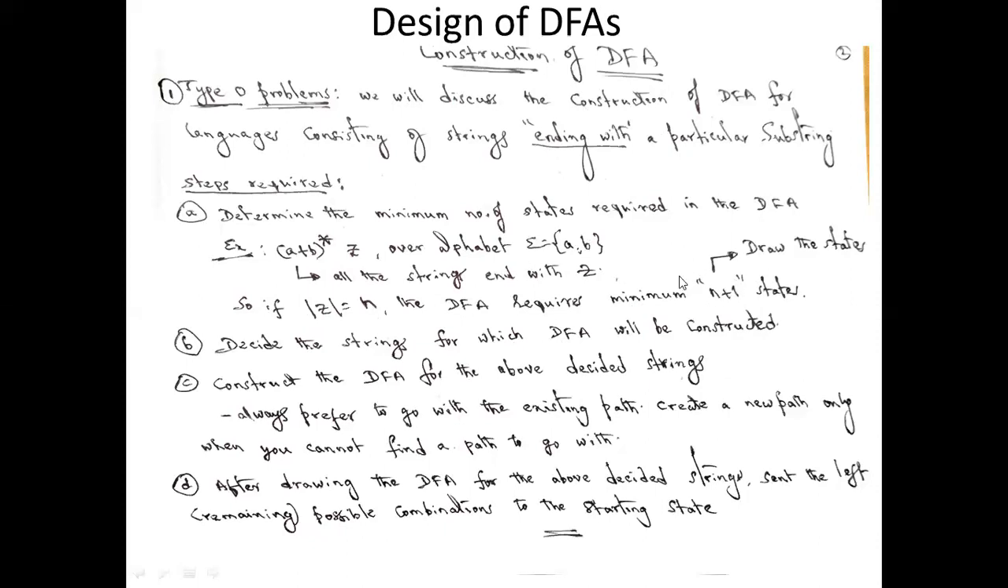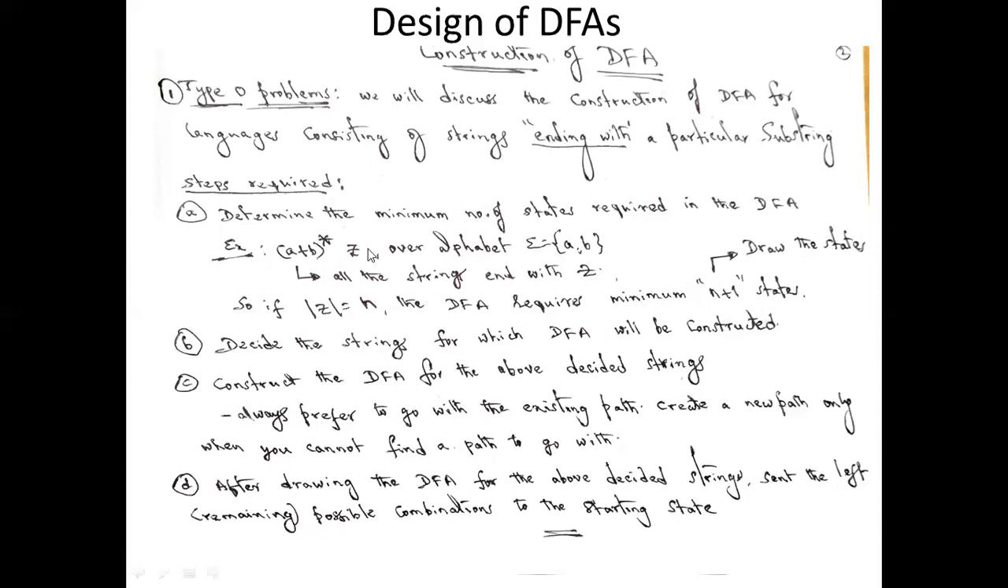Once after deciding n plus 1 states, immediately draw the states. We can start with Q naught. Suppose n is 3, suppose 001. Then 3 means 4 states are required. Those 4 states are Q naught, Q1, Q2, Q3. Q naught is the initial state. Q3 is the acceptance state. So first draw those states.